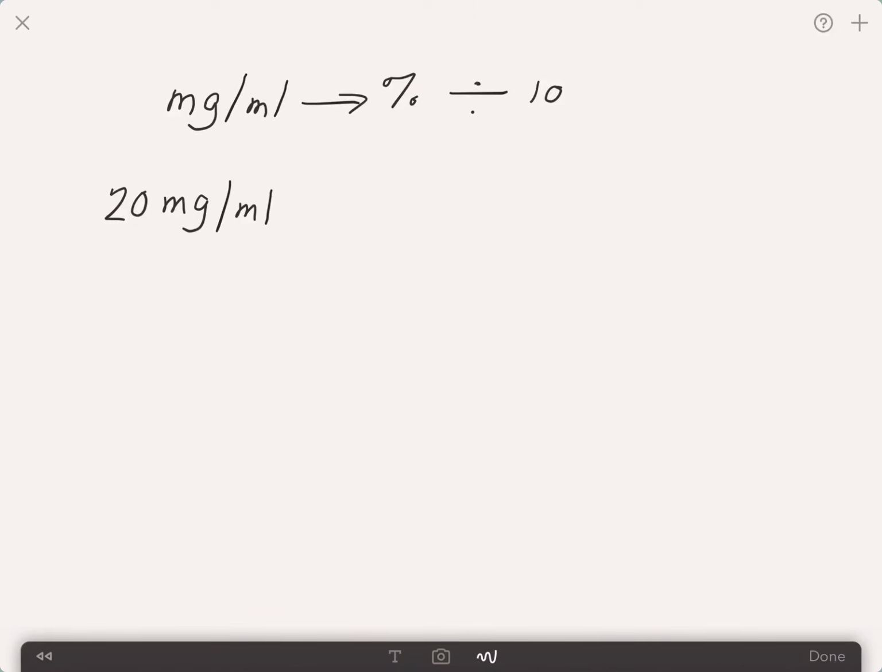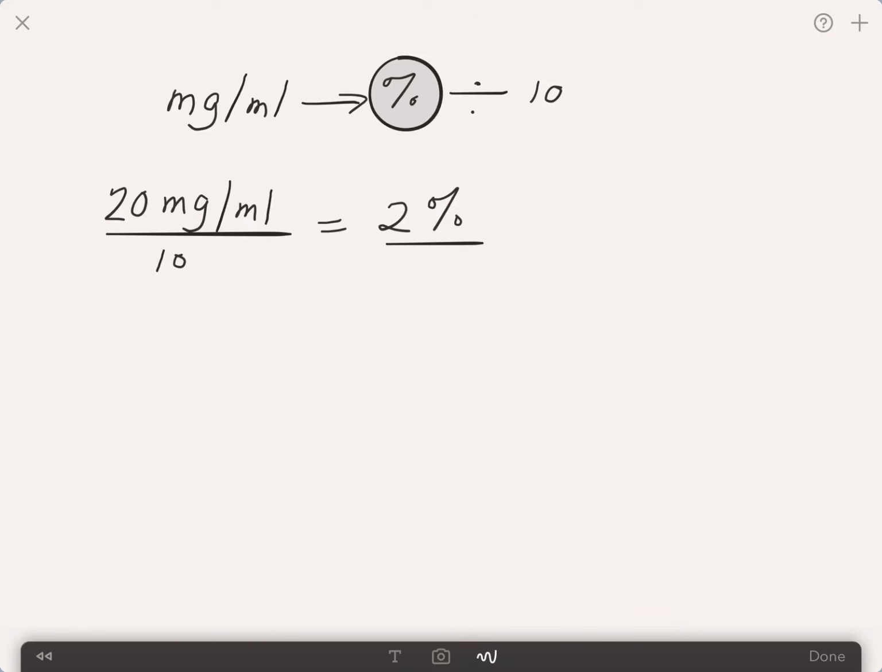Okay, so let's do another example. Now we're going to look at, again, how to convert a solution that's in mgs per mL to percentage. And remember, for this, you can simply divide the number of mgs per mL by 10. So if we were to do an example, let's say we have a 20 mg per mL solution, and we want to know what percentage of a solution this is, we can simply divide the number by 10. 20 divided by 10 equals 2, and this is our percent right here.